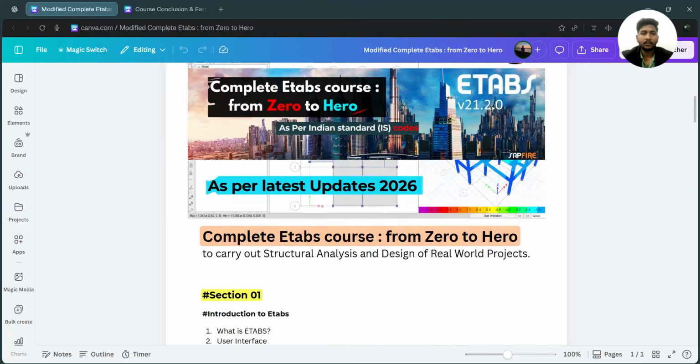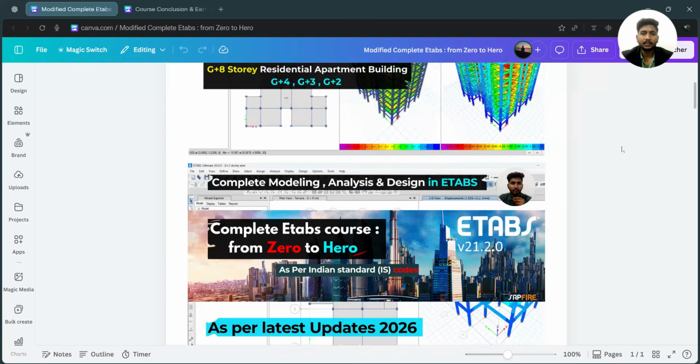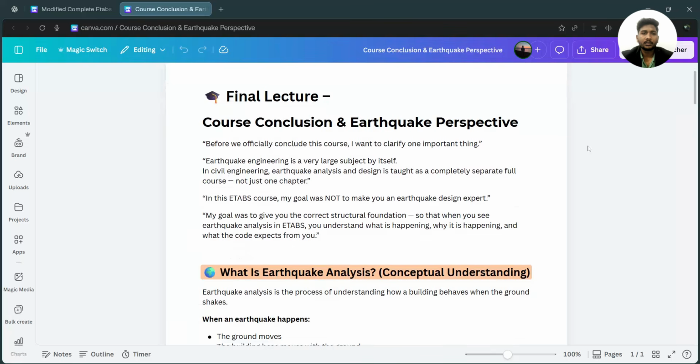And as we have completed all the six models, our complete ETABS course from 0 to hero, for beginner to intermediate level, has been completed with the complete modeling, analysis and design in ETABS. So currently we are going through our final lecture, the course conclusion and the earthquake perspective, meaning what we are going to see in the future advanced part of ETABS in the form of the earthquake.